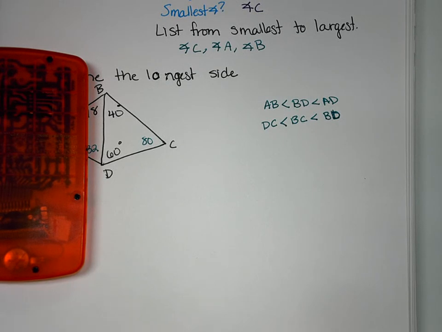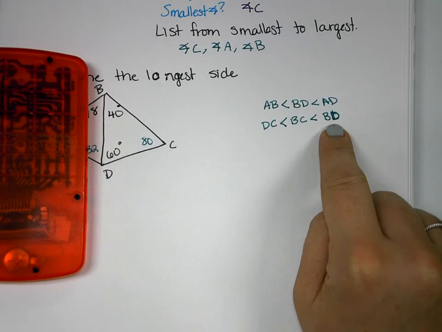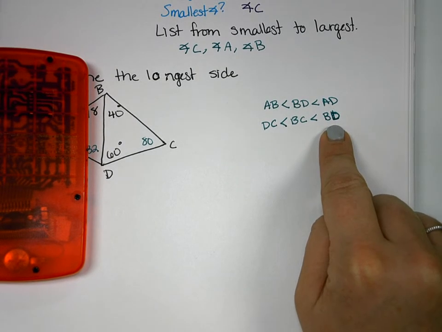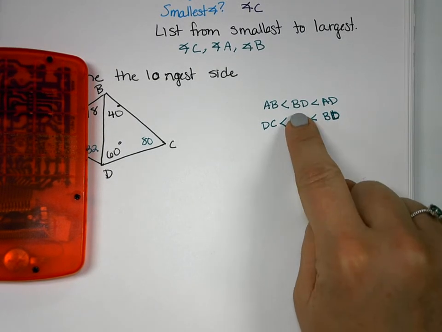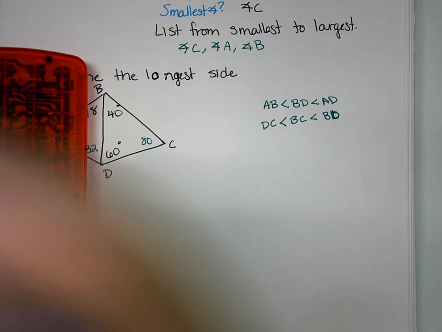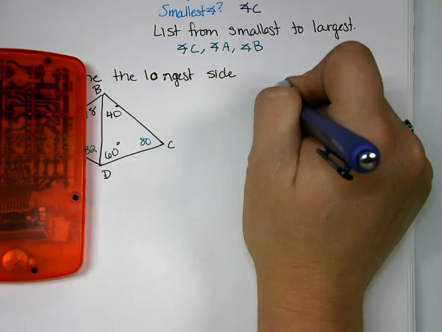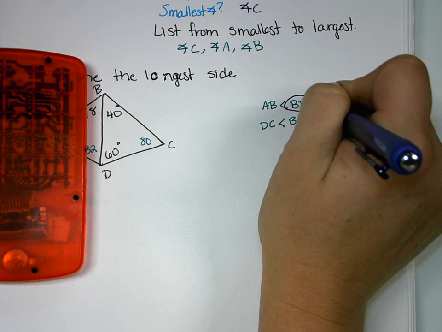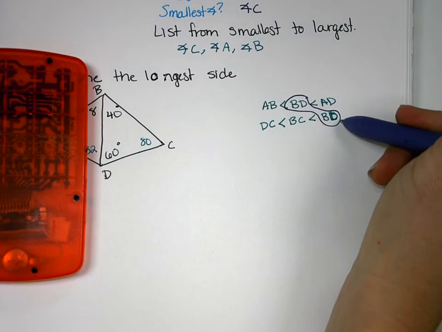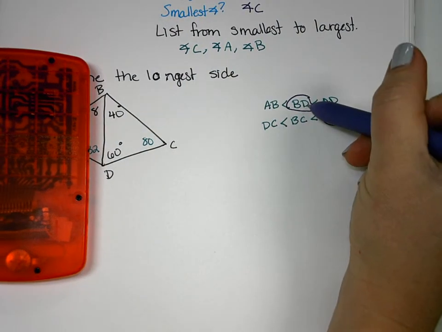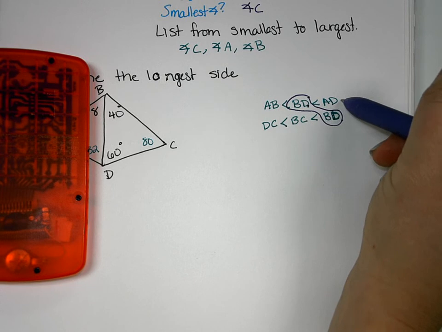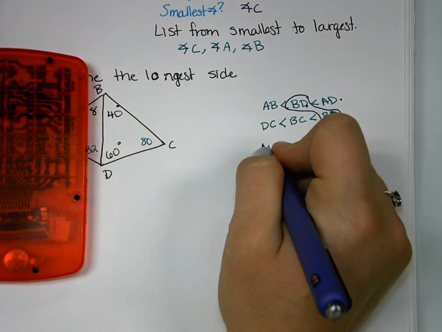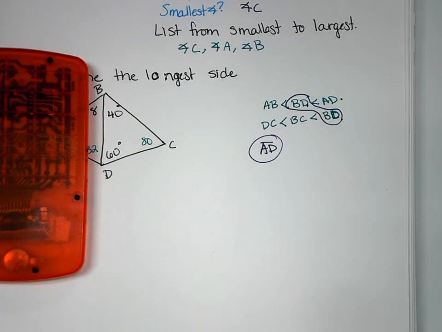So on this one here, BD was the biggest. But in this one, was it the biggest? So because BD was my side in both triangles, it's the biggest here, but according to this inequality, AD is even bigger. So that means AD would have to be my absolute longest side.